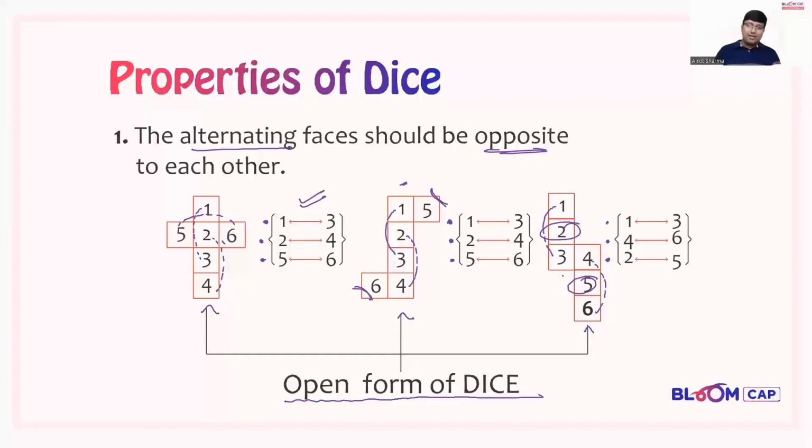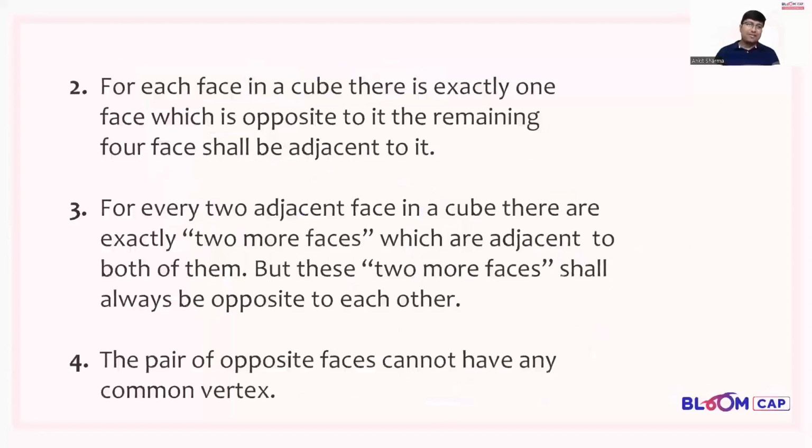Okay. Now coming to the next property. These are very simple and verbally you will be able to understand them. The second property says, for each face in a cube, there is exactly one face which is opposite to it. The remaining 4 faces shall be adjacent to it. Now let me explain this with the help of an example.